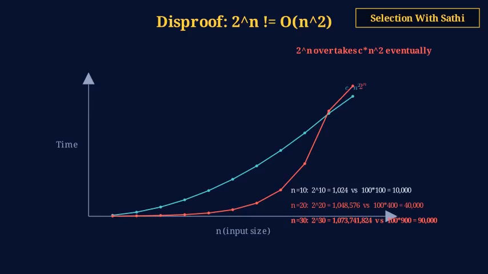But let's test even a large c, say c equals 100. At n equals 20, 2 to the 20 is over 1 million, while 100 times 20 squared is only 40,000. The exponential has already overtaken the polynomial. No matter how large you make c, the exponential 2 to the n eventually exceeds c times n squared. Therefore no valid c and n0 exist, and 2 to the n is not big O of n squared.